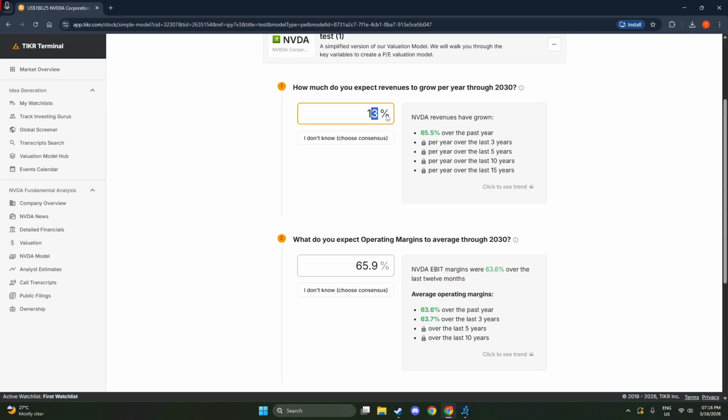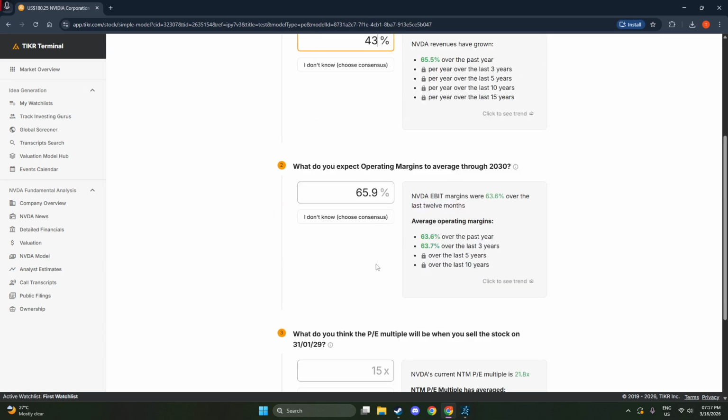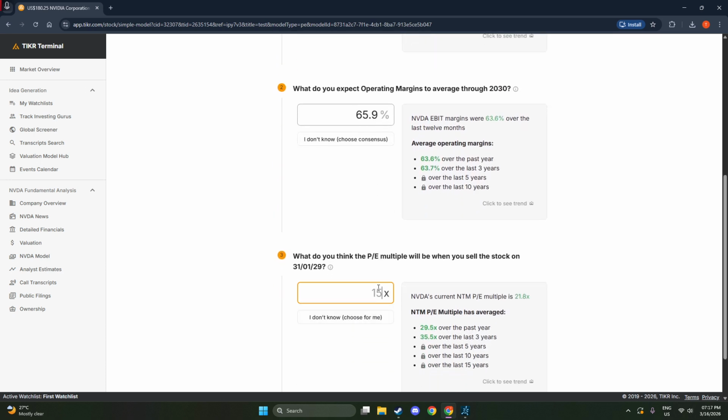Finally, choose the exit PE multiple. This is the price-to-earnings ratio you think the stock will trade at the end of your holding period. Anchor it to history and peers. If the business is accelerating with strong visibility, a higher multiple may be reasonable. If growth is normalizing or risk is elevated, lean conservative.